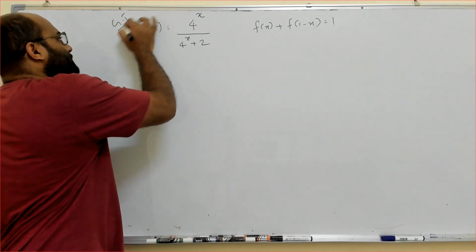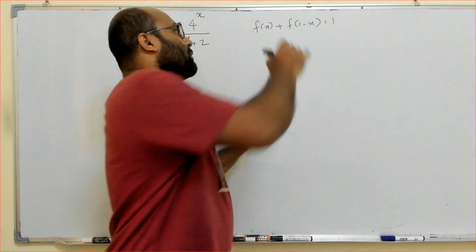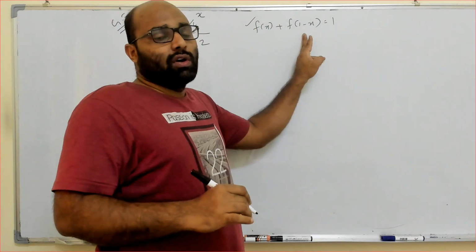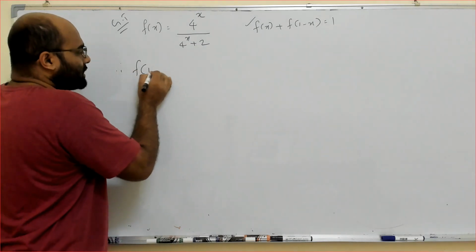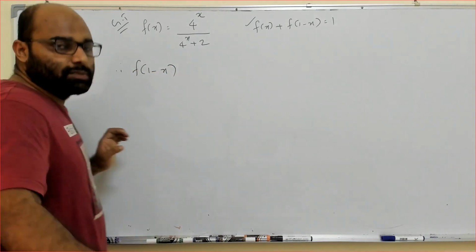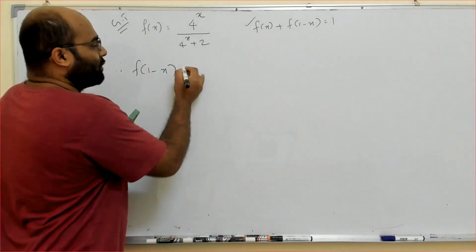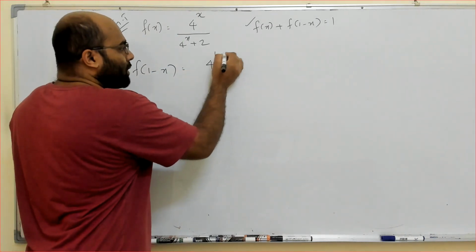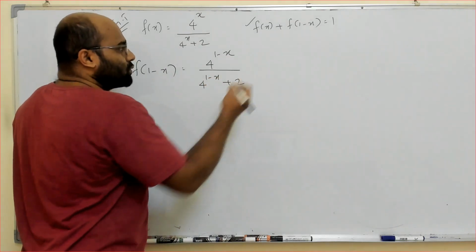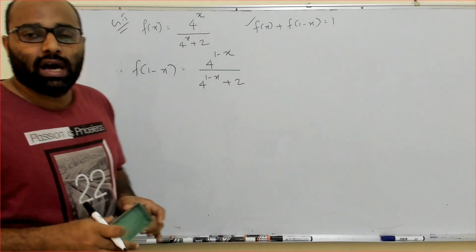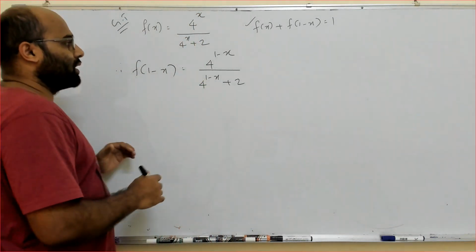Given this, we want to prove f of x plus f of 1 minus x. F of x we already have. Now we want to find f of 1 minus x. So f of 1 minus x, just like I told you just before, I am going to replace. So it will be 4 raised to 1 minus x by 4 raised to 1 minus x plus 2. Wherever x is there, I replace it by 1 minus x. Now this we have to simplify.